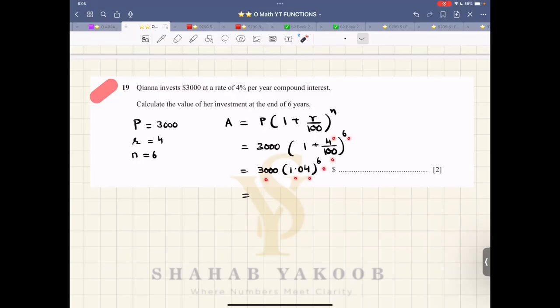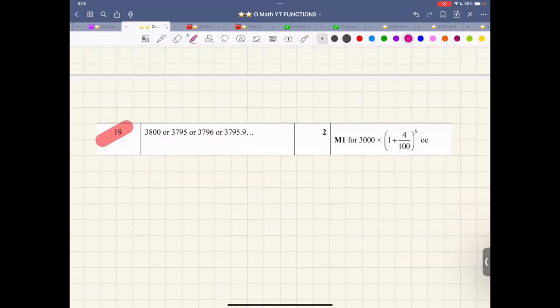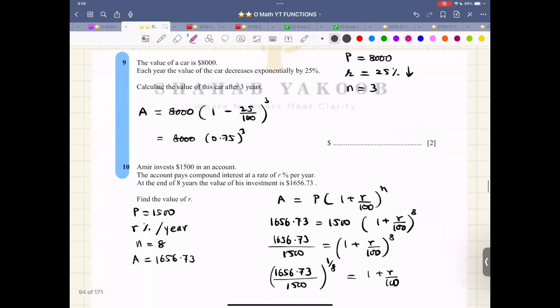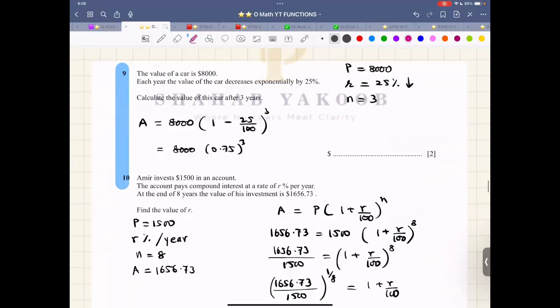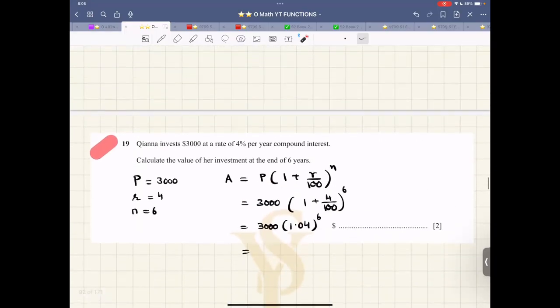This is 3,000 into this thing, and then this is the answer that you're getting. The first answer, usually they write, is the one correct to 3 significant figures. The next question, there are 2 questions on this page actually. Now it says the value of a car is 8,000. Each year, the value of the car decreases exponentially. So this is exponential decay. This one is exponential growth.